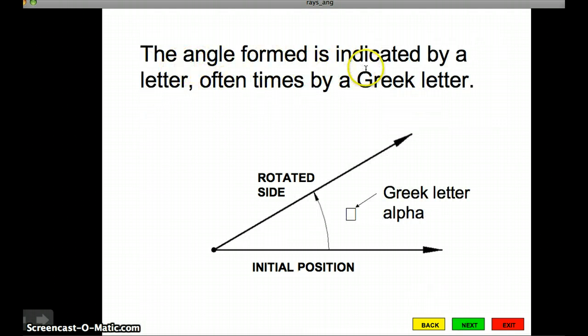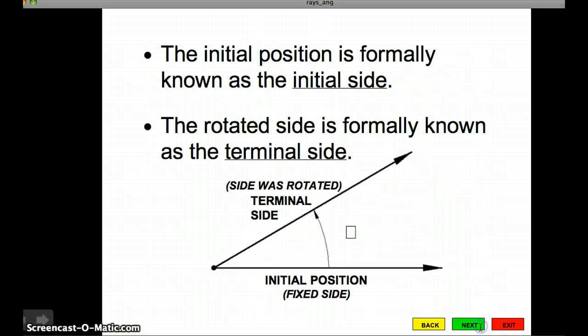Here it says the angle formed is indicated by a letter, oftentimes a Greek letter. So here would be where the name of the angle that's formed is. Again, here's the initial position and rotated side, representing an acute angle because it's between 0 and 90 degrees. This slide says the initial position is formally known as the initial side. The rotated side is formally known as the terminal side because that's where it ends. Again, here is represented an acute angle.